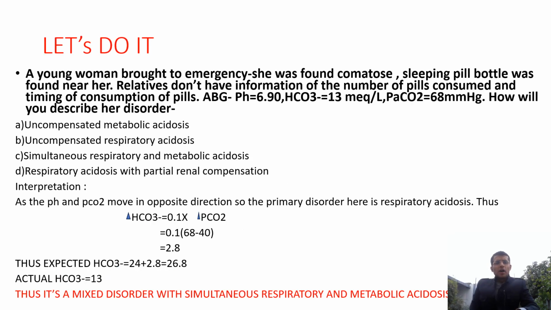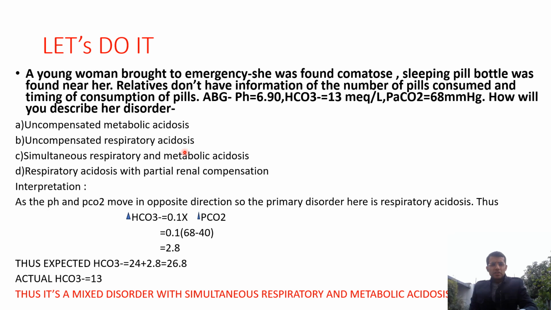Let's do it. A young woman brought to the emergency. She was found comatose. Sleeping pills bottles was found near her. Relatives don't have the information of the number of pills consumed. That is a very common scenario in ICUs. And timing of consumption of pills. ABG shows pH 6.90, bicarbs 13, PaCO2 68.